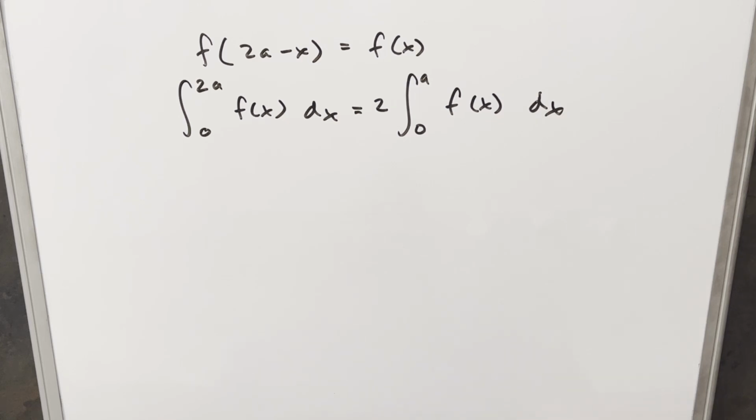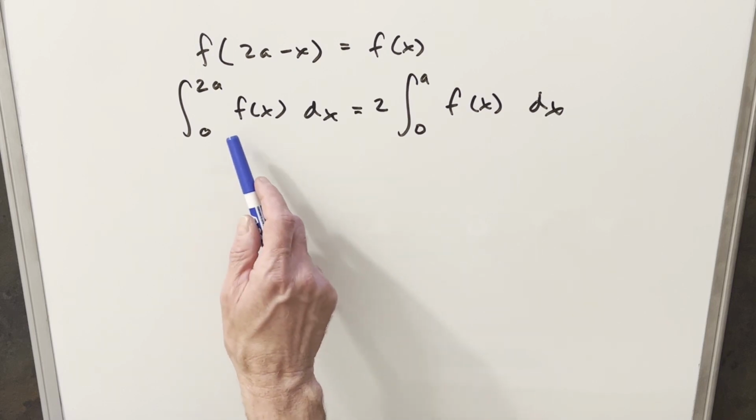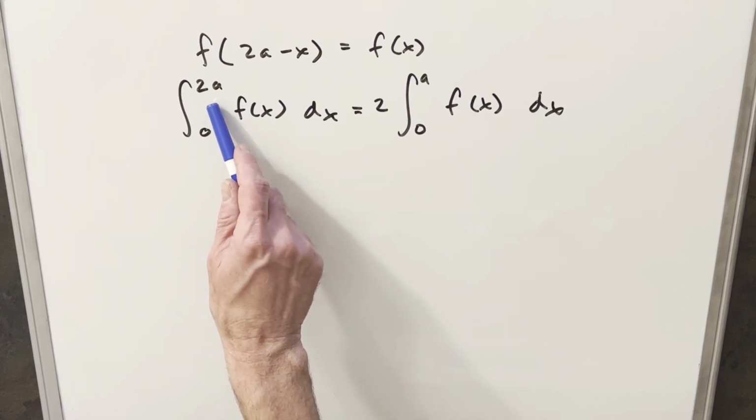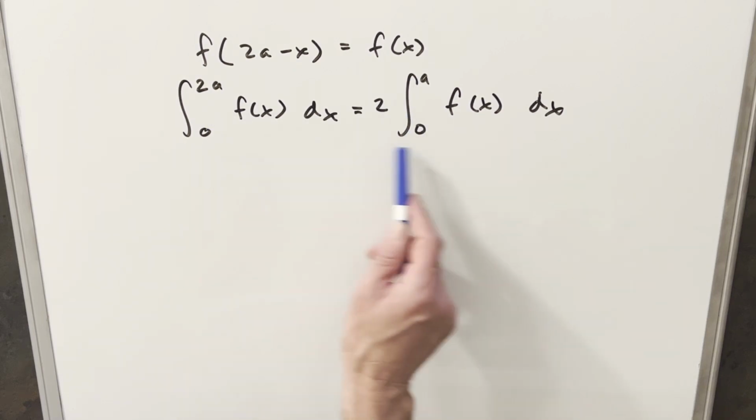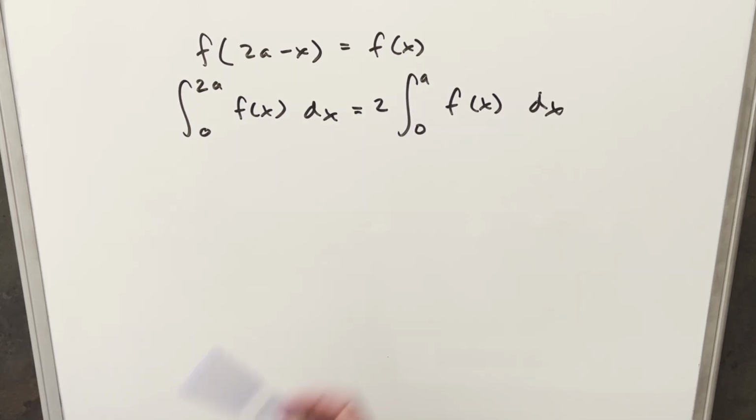Okay, we have here today this interesting property of the definite integral. If we have this condition here, if f of 2a minus x equals f of x, then we can use this property where we're basically taking this integral and cutting the upper bound in half. The lower bound's 0, so we cut the upper bound in half, but we bring a 2 out front. So I don't want to say you can always use this.